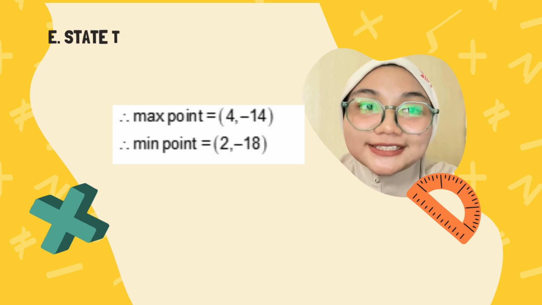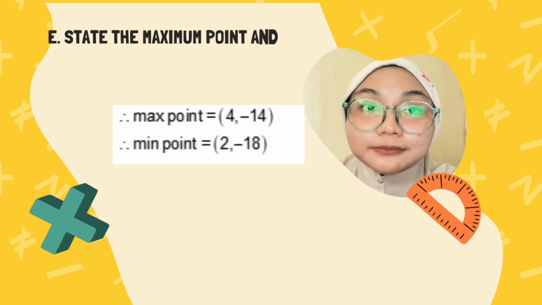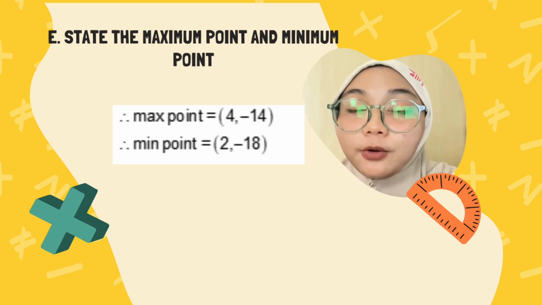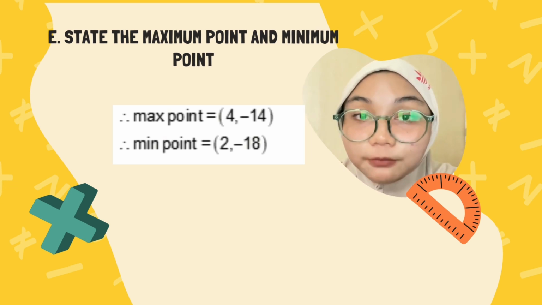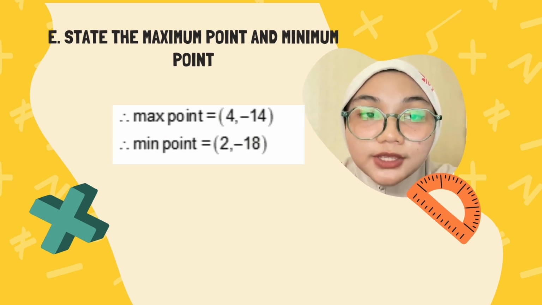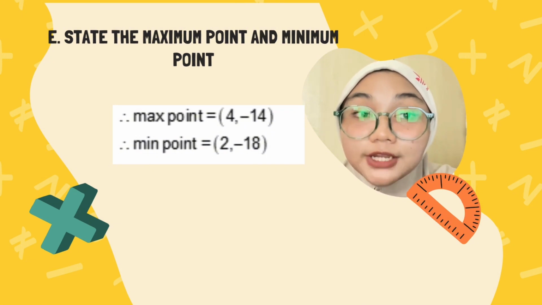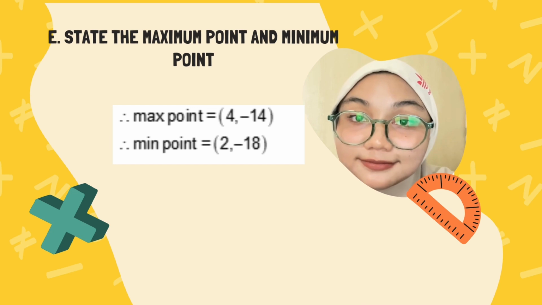Question 3E, state the maximum and minimum point. So we will get the maximum and minimum point from the critical points. The maximum point that we get is (4, negative 14), and the minimum point is (2, negative 18).